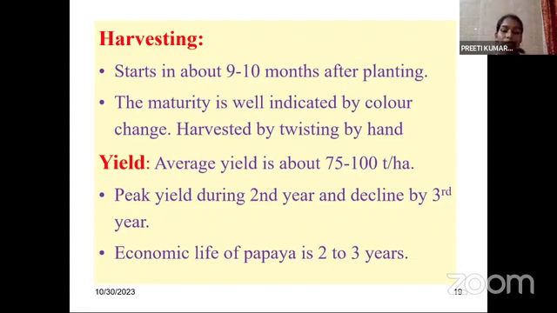Peak yield is during the second year and declines by the third year. In the second year the maximum harvest will be there. And the economic life of papaya is 2 to 3 years.